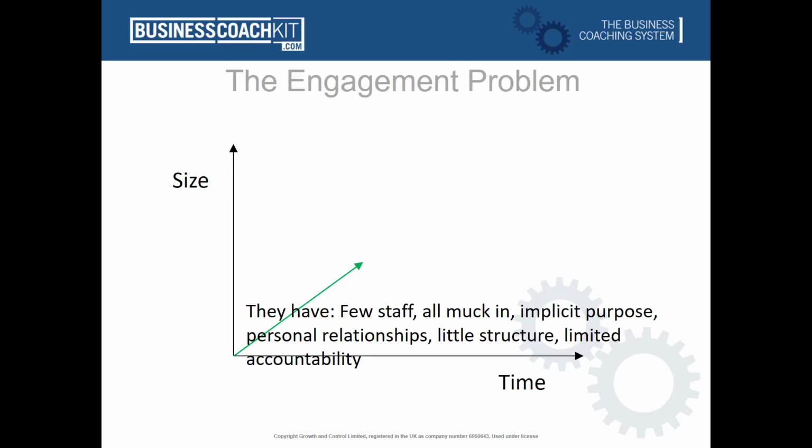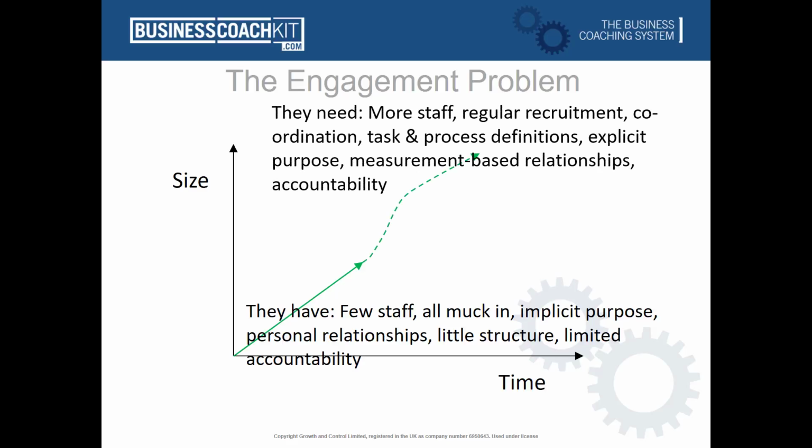Okay, the final barrier is engagement, which is staff, really, employees. So small business, few staff, people muck in, there's an implicit purpose. It's around personal relationships, there's little or no structure, and unfortunately little or no accountability. Every problem is the boss's problem. Not because they're bad people, but because that's just the way the business has evolved.